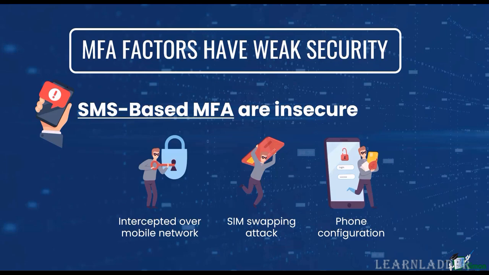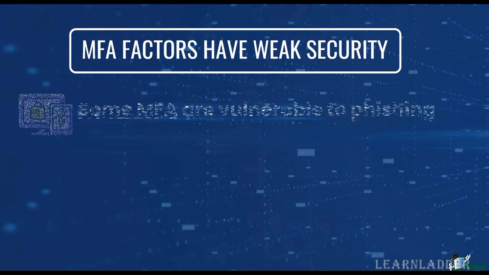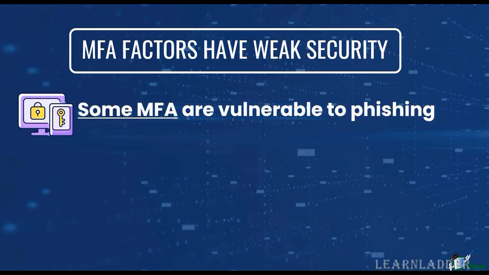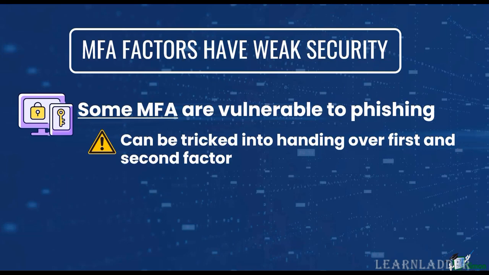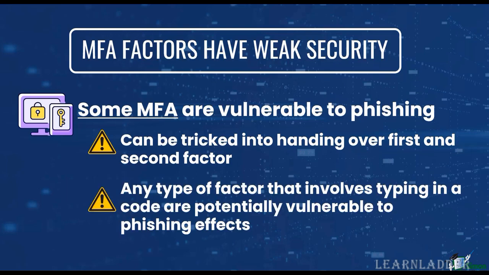Finally, some types of MFA factors are vulnerable to phishing. If you've been tricked into revealing that second factor, then an attacker could get past that step. So basically, any type of factor that involves you typing in a code or password that you've memorized, gotten from a text, or gotten from an app is potentially vulnerable to phishing attacks. In contrast, something like biometrics, where you put a finger on a fingerprint scanner or use facial recognition, is less vulnerable to phishing because you can't be tricked into handing over a finger.